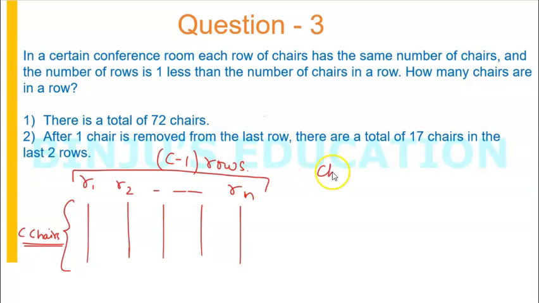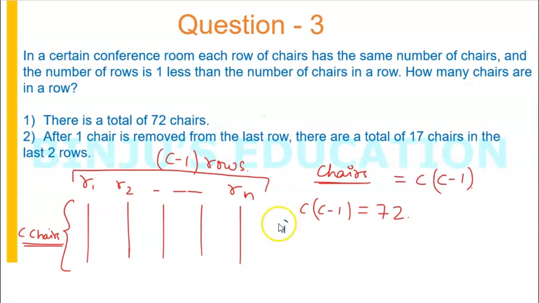So first thing I can say is that the number of chairs will simply be equal to C into C minus 1. The first statement says that there are a total of 72 chairs, which means C into C minus 1 is equal to 72. C into C minus 1 is the product of two consecutive numbers. The product of two consecutive numbers being 72, I have two possibilities. Possibility number 1 is the numbers are 8 and 9. Possibility number 2 is the numbers are minus 8 and minus 9.